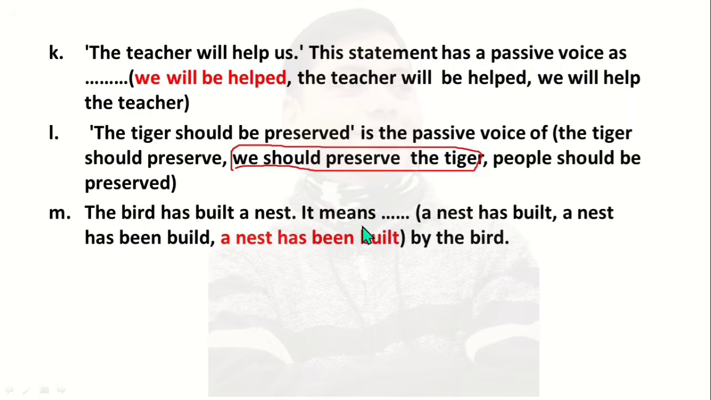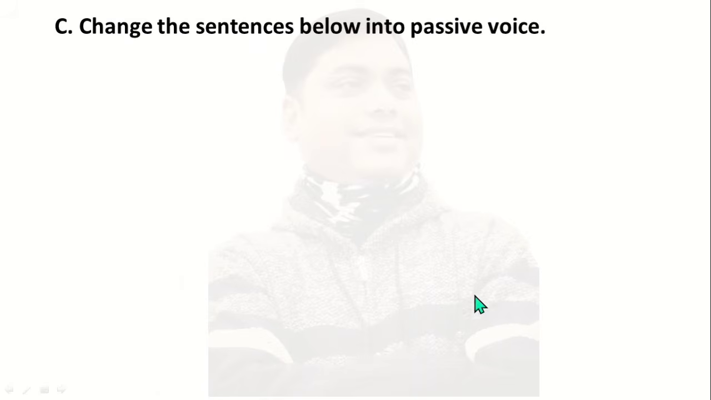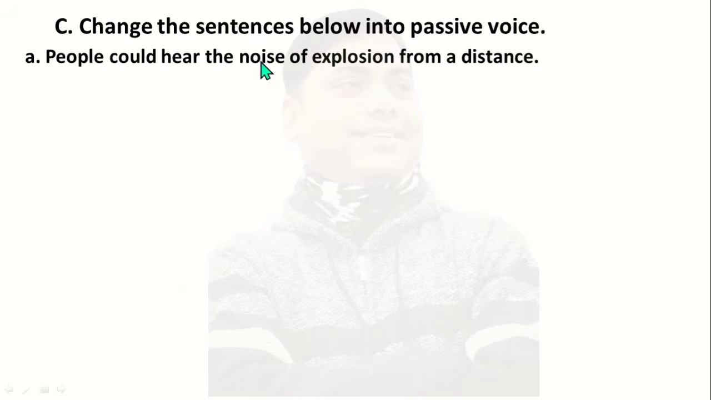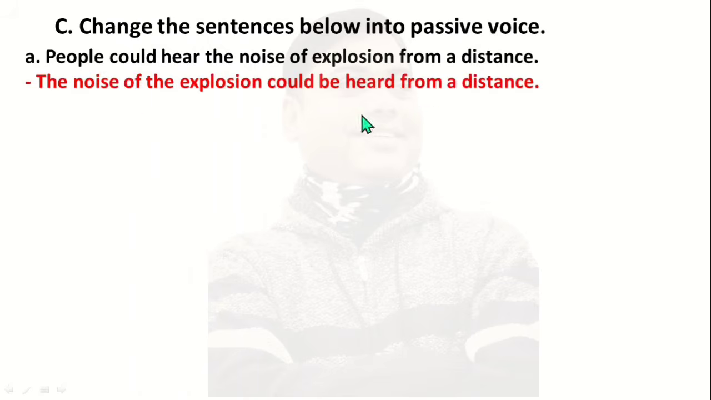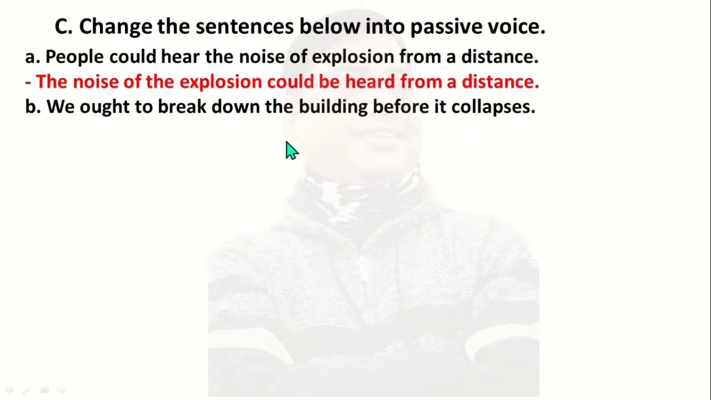The bird has built a nest. It means a nest has been built. Change the sentences into passive voice. People could hear the noise of explosion from a distance. The noise of explosion could be heard from a distance.